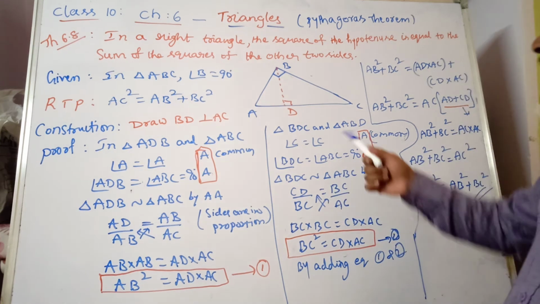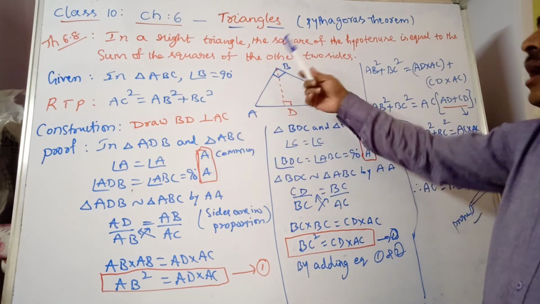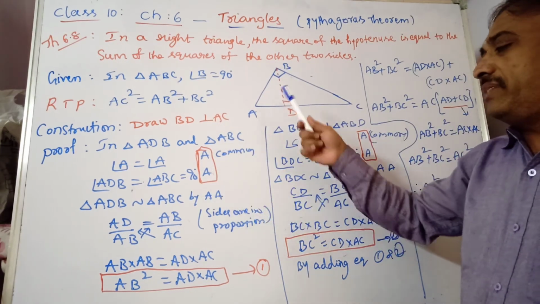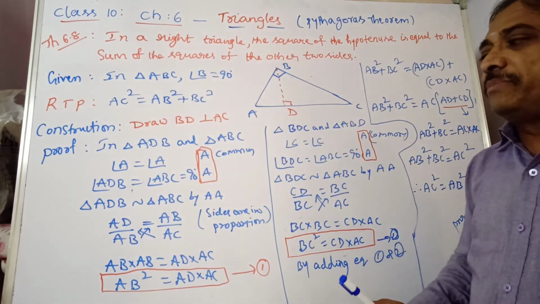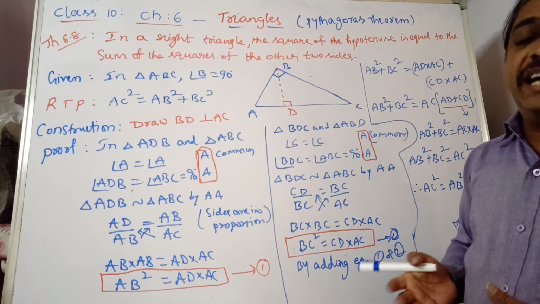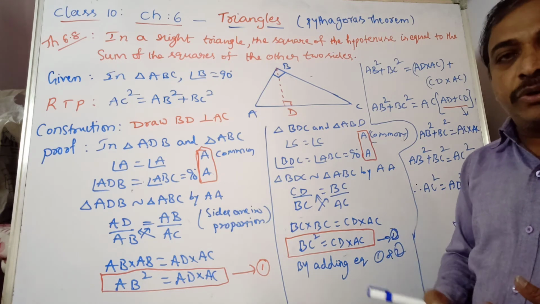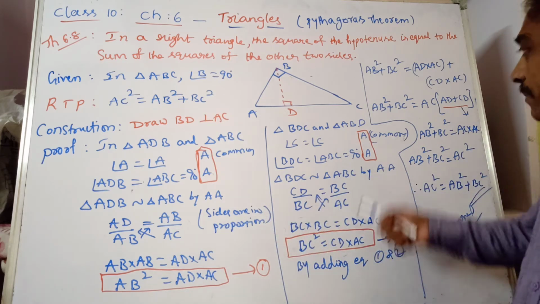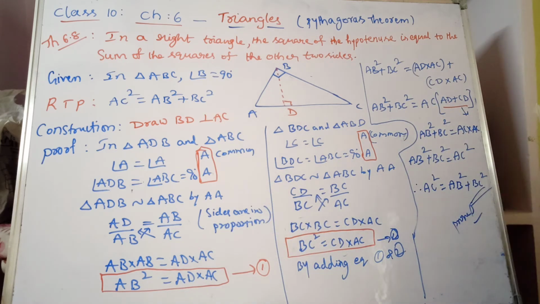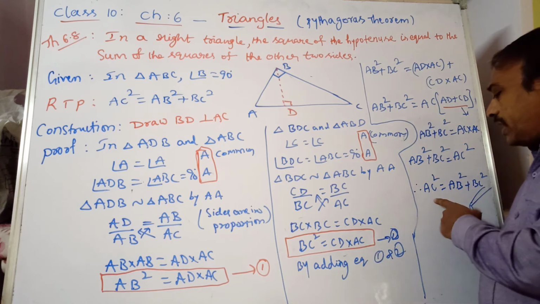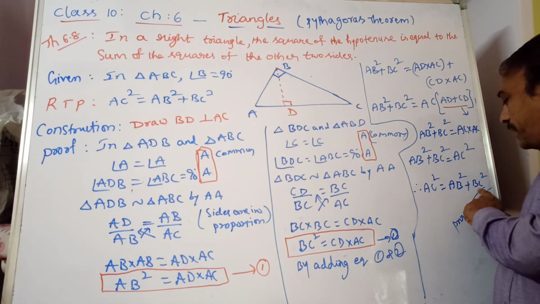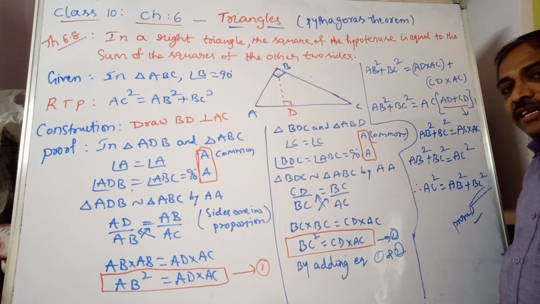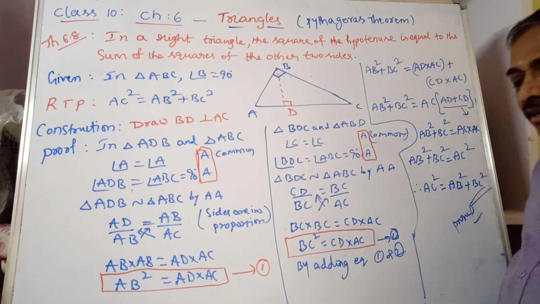So we are proving here first that the triangles are similar, or directly you can write by theorem 6.7 that the triangles are similar. Once the triangles are similar, their corresponding sides are in proportion. So corresponding sides we took in proportion, cross multiplied, and adding equation 1 and 2, we got AC square is equal to AB square plus BC square. Is it clear, students? You understood? Right.